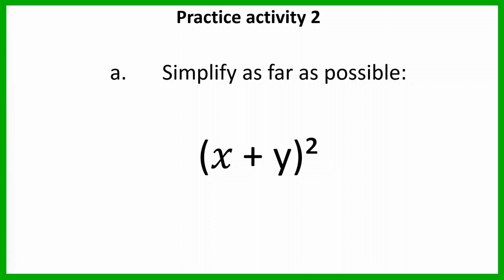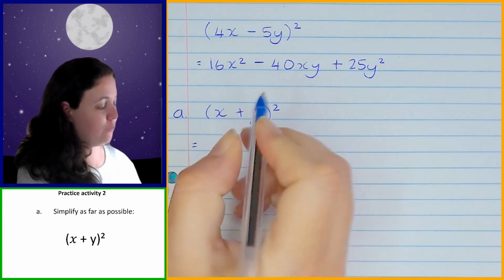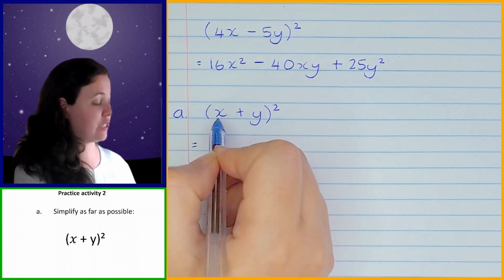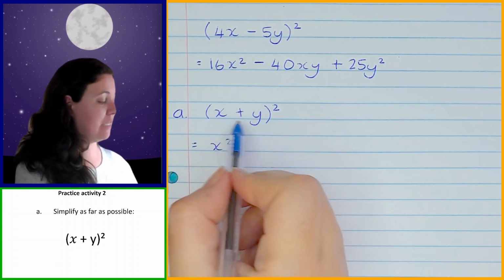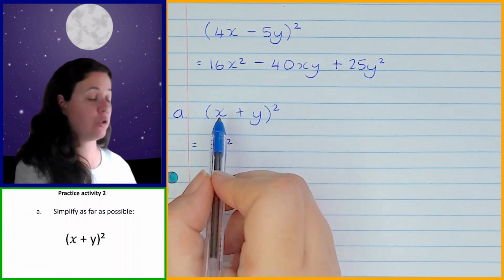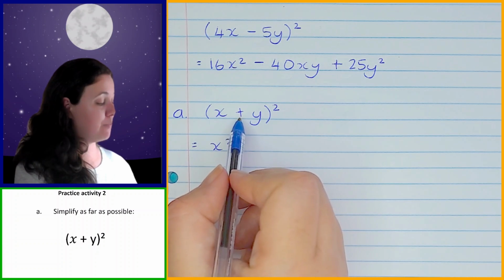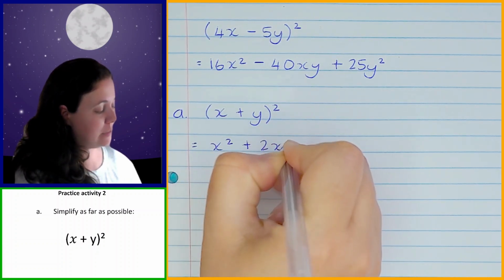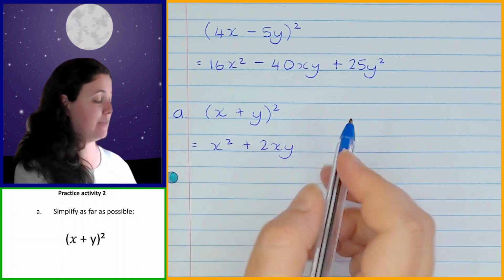Okay, so let's go through that quickly and see what you should have got. For my first term, I'm going to take the first term in the brackets and square it. So that's going to be x squared. Then for the second term, I take the two terms and multiply them together. So it's x times y is xy, and I double it. Because this is positive, it's going to be plus 2xy.